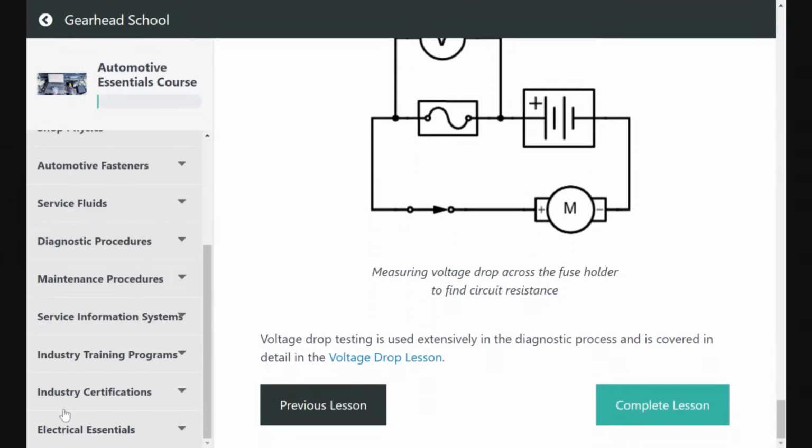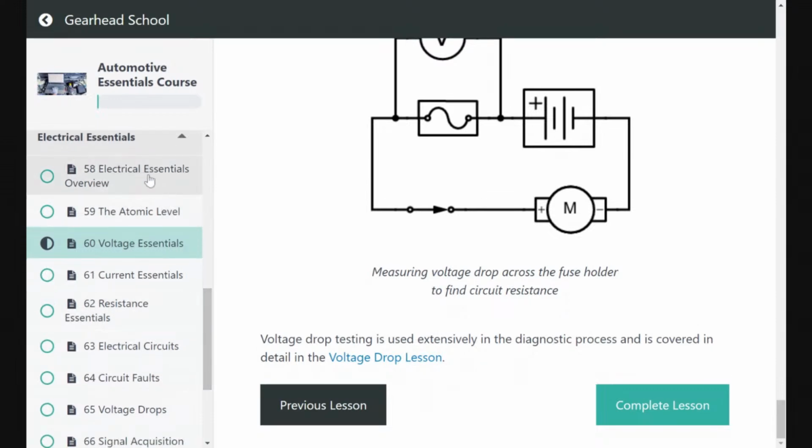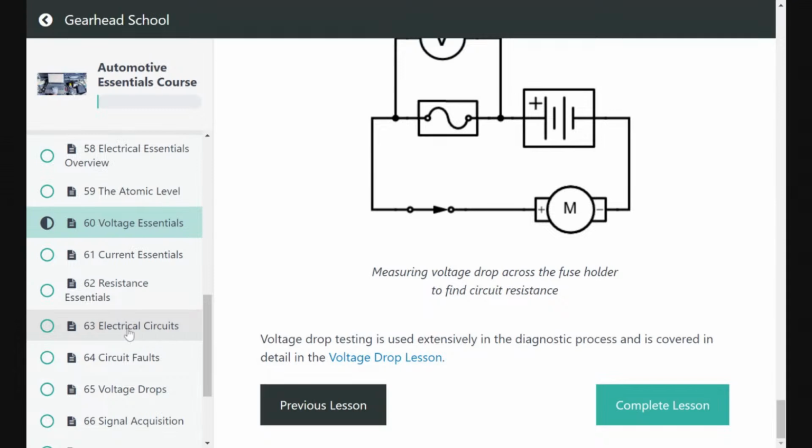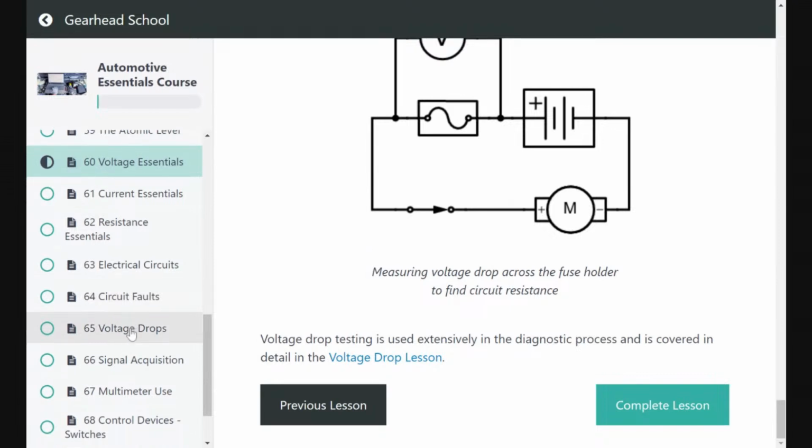So in between with electrical essentials, we talk about the overview and atomic level, voltage, one on current, one on resistance. Electrical circuits, big on terminology, start looking at what a circuit looks like. The circuit faults, what goes wrong with circuits. Sometimes it's voltage drops, sometimes it's open, sometimes it's shorts. And for voltage drops, there's a whole section, a lesson on voltage drops.